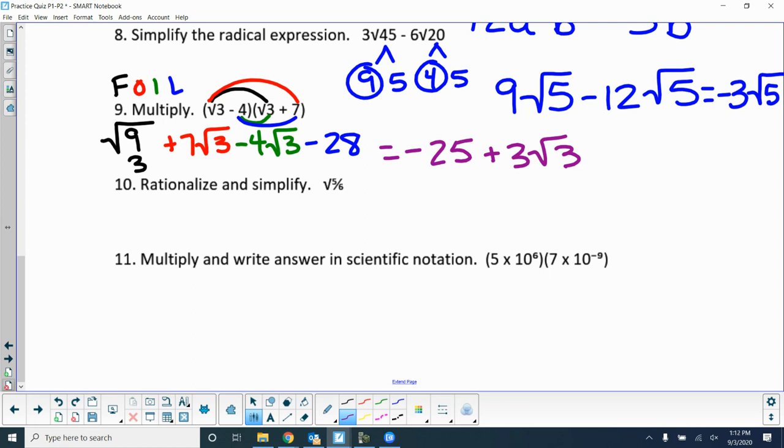All right. Number 10 is the square root of 5/6. All right. I think about it as the square root of 5 over the square root of 6. Is there a number that goes into both 5 and 6 that I could reduce that fraction? No. So since there's no number that I can divide into both, I can't reduce it. I can't leave it like this. It's not allowed to have a square root in the denominator.